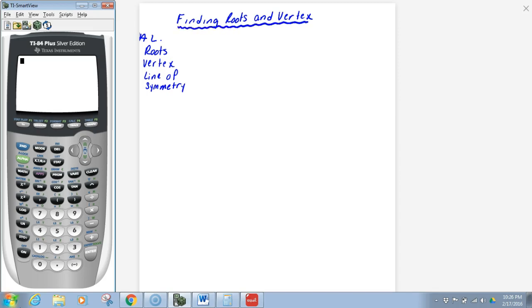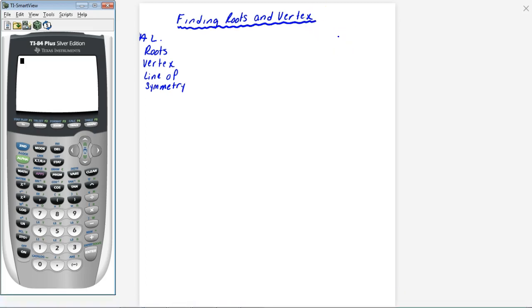Please go get a calculator if you did not grab one when you came in. We are going to be using some of the graphing part of that to find the roots and vertex. So pause, make sure you have this written down, and then come back.